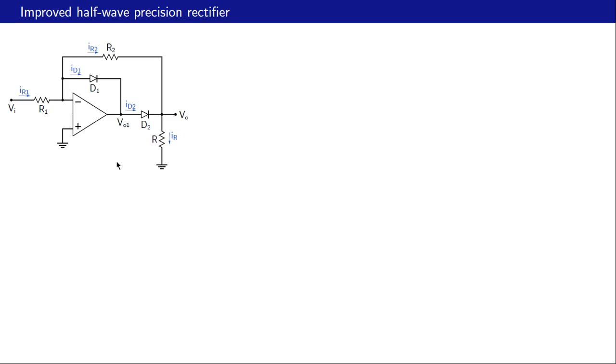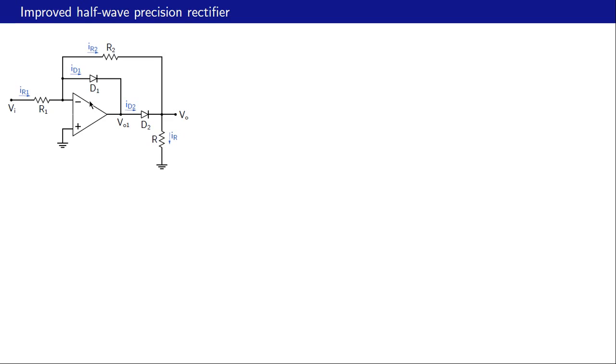Let us now look at an improved half-wave precision rectifier. And what is the improvement we are seeking over the superdiode circuit? The improvement we are looking for is that the op-amp should not enter saturation, because as we have seen, that affects the speed of the circuit. Let us see how this circuit works.